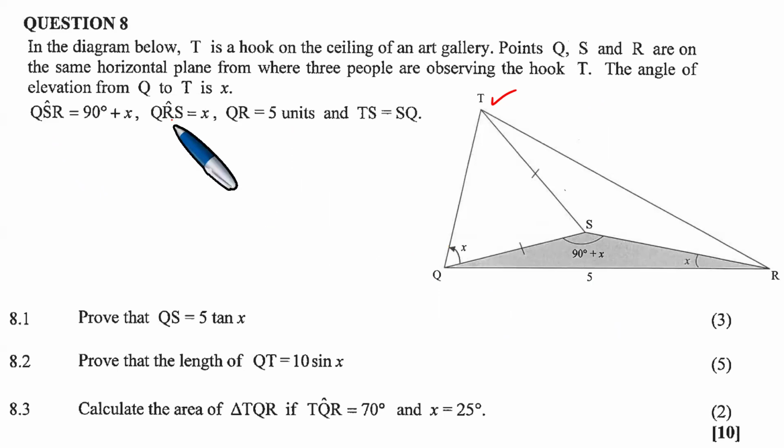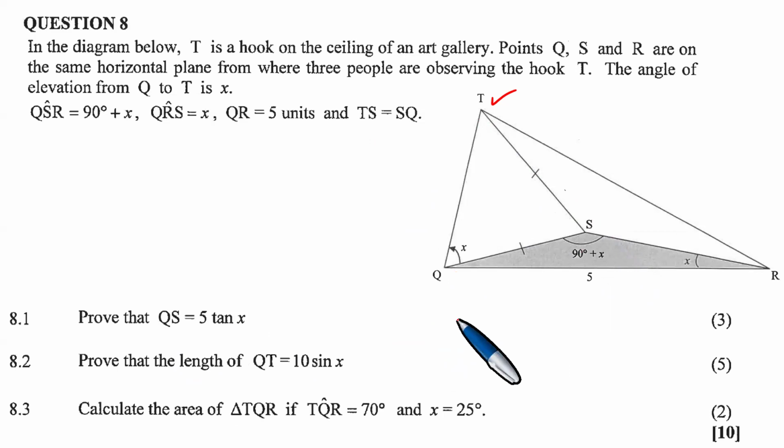QSR is 90 degrees plus X. QRS is X. QR is 5 units. TS is SQ, so this TS is equal to SQ in length. Prove that QS is 5 tan X.